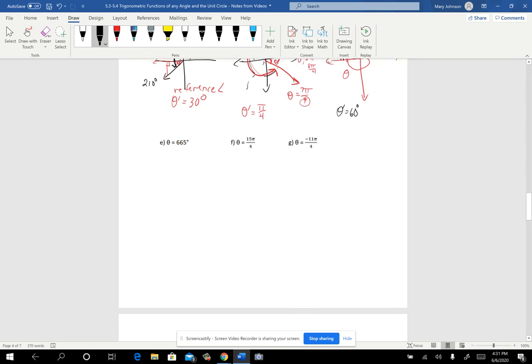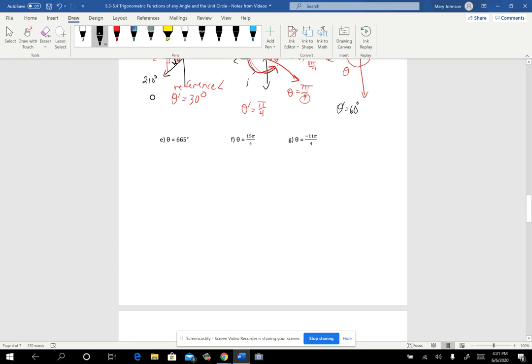Let's look at E. Now this one rotates around. One whole time would be 360. Then I'd have 305 more degrees to go. So that would be 180, another 90 would be 270. So let's see what happens when I take 270 away from that.